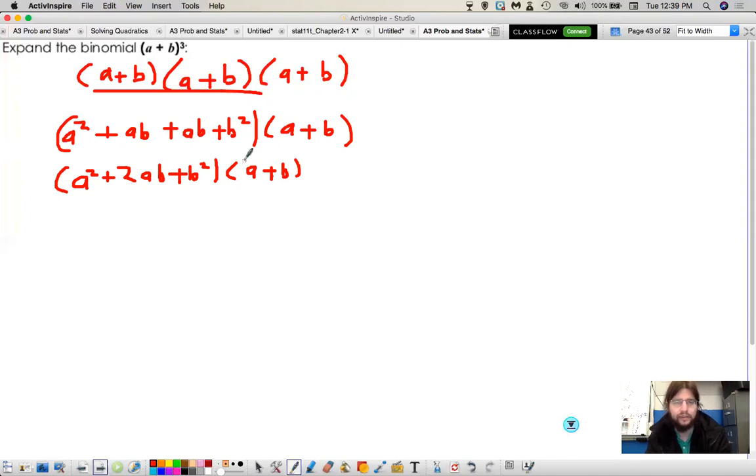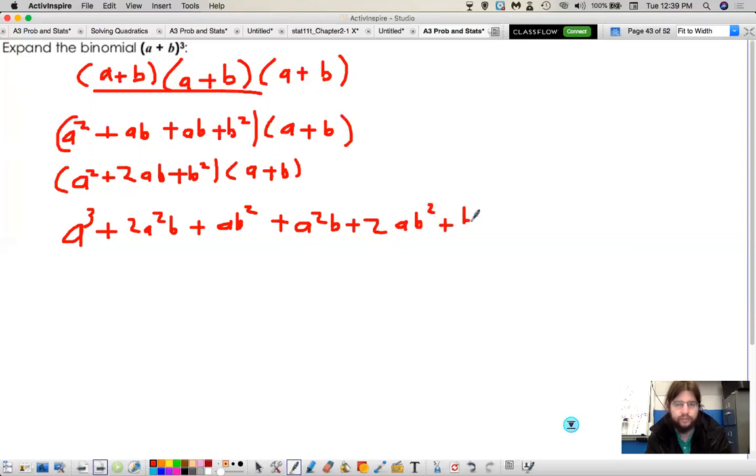All right, so now I'm going to distribute A to everybody, then I'm going to distribute B to everybody, and then I'm going to combine my like terms. So that's A cubed, 2 A squared B, plus AB squared. I like writing in alphabetical order, personally. B times A squared is A squared B, 2 AB squared, B cubed. Combine my like terms. Again, I'm going to put descending order starting with A's.